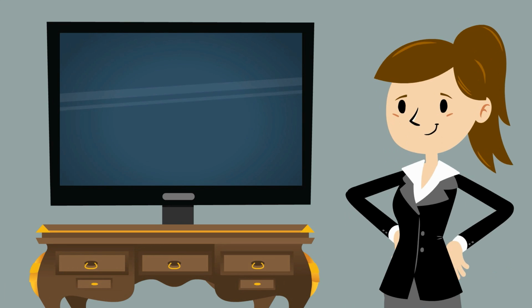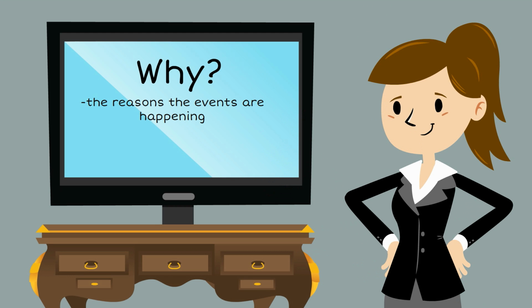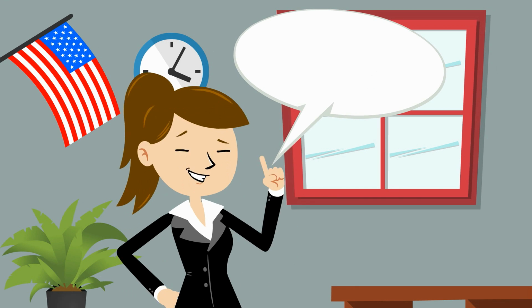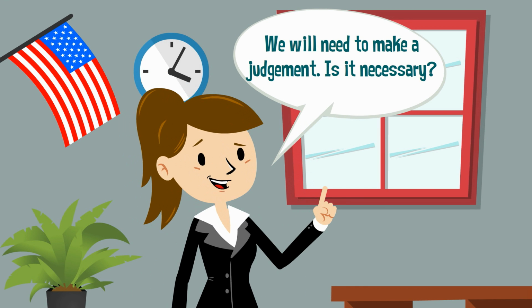When we ask why, we're looking for the reason the events are happening. Answering this question can be difficult because we need to understand the motivation behind the event, and in many cases, the answer could be quite complex, including several different reasons. Again, we as readers will need to make a judgment as to whether or not this information is necessary in a summary. Let's look at our summary of RFM as an example.